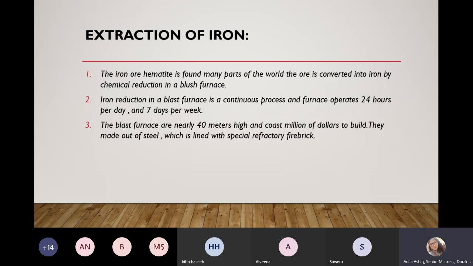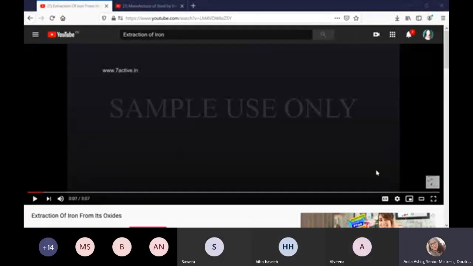How does this extraction happen? Let's see. So keep your pencils and your pens in your hand so you can write down these steps. And in the middle, I will ask you to make a flow chart with me so that we can understand. Very right, Hajra. Blast furnace. Yes, we do extraction of iron via blast furnace. That's right. Let's watch together. Can you see the changed screen in front of you?